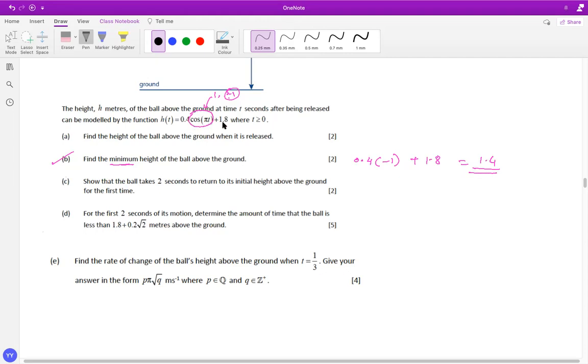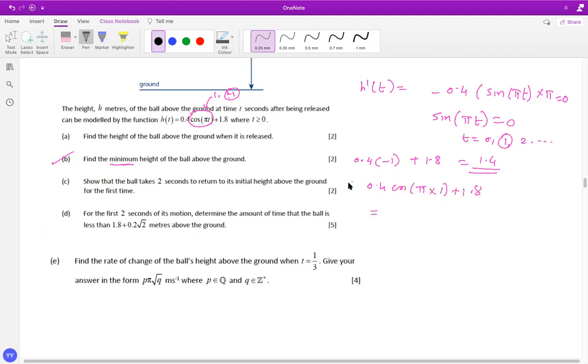You could have also done this using calculus. You could take the derivative, h dash t, which is negative 0.4 sine pi t times pi. If I equate this to 0, we get sine pi t equals 0. And you can see that t can be 0, 1, 2, and so on. If I take t as 1, you get 0.4 cos pi times 1 plus 1.8. That's going to be negative 0.4, because cos pi is negative 1, plus 1.8. That comes to be 1.4. The answer is 1.4.